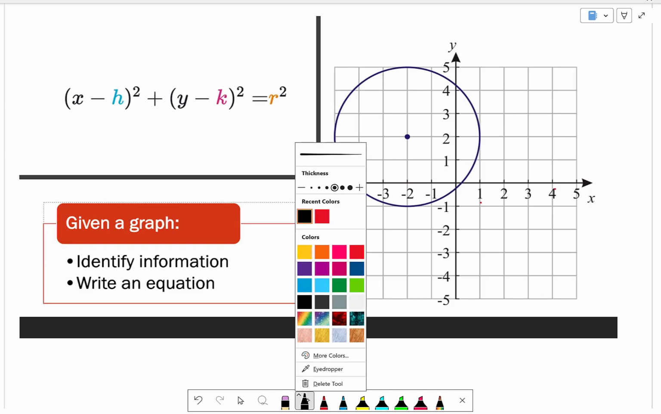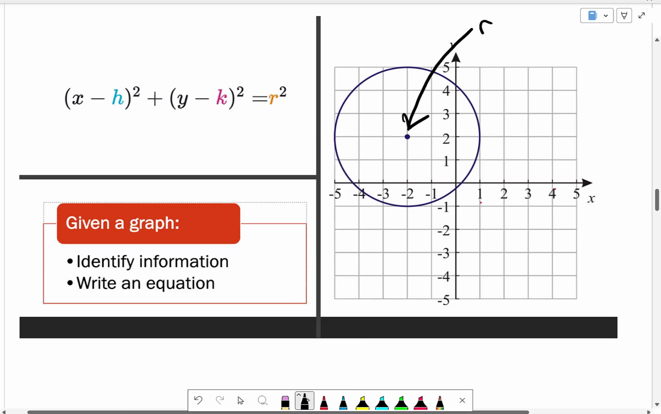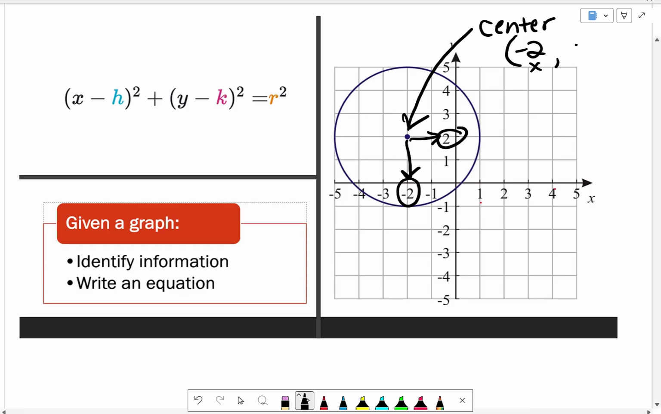So the center of the circle is right here. And the x value is -2. And the y value is +2. Then we need to determine the radius. I'll use a different color. So the radius is from the middle to the outside of the circle. So this is the radius. So that's going to be 1, 2, 3 spaces.